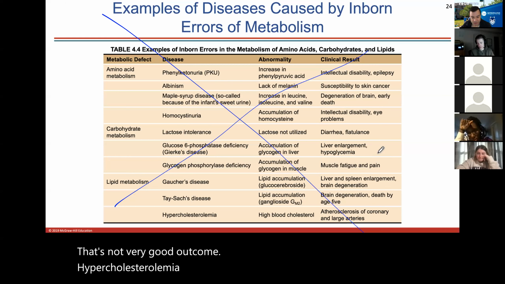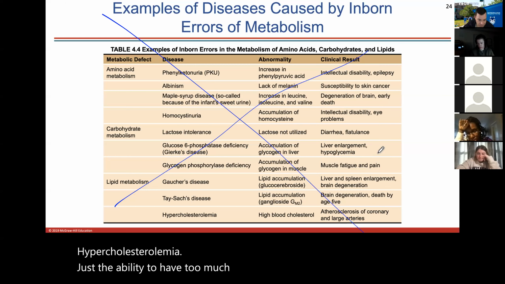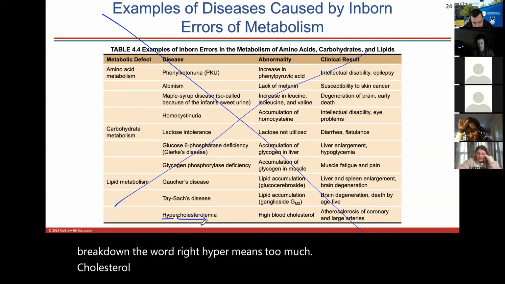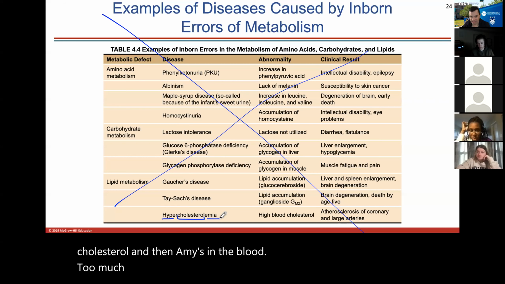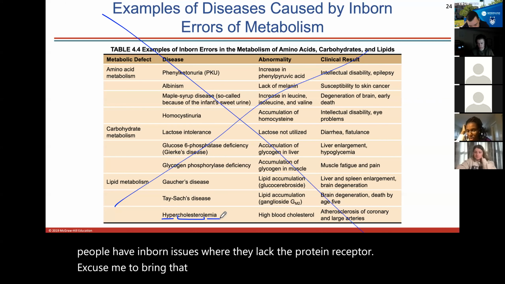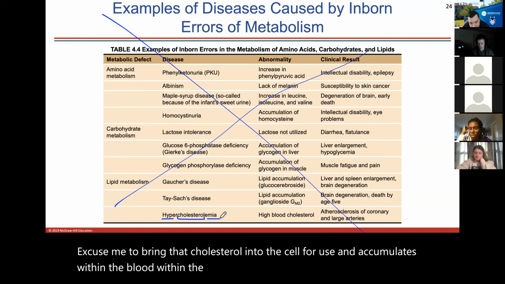Hypercholesterolemia, just the ability to have too much cholesterol within your blood. I mean, just break down the word, right? Hyper means too much, cholesterol, and then emia is in the blood. Too much cholesterol within the blood. That's because some people have inborn issues where they lack the protein receptor to bring that cholesterol into the cell for use. And it accumulates within the blood vessels, hardens them up.